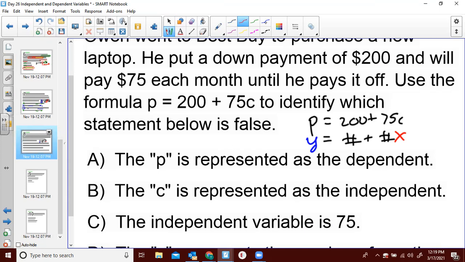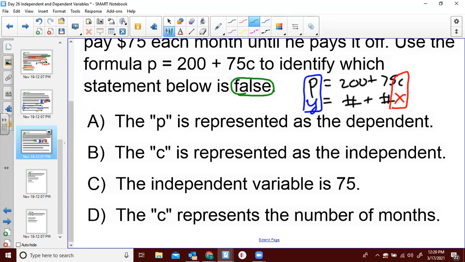All right, so let's see which one of these is going to be, oh, we're identifying which one is false this time. That's a big deal when you guys are taking a test. We're looking for which one is false. All right, so the P represents the dependent. Well, we have P here. P is with our Y. That is true.